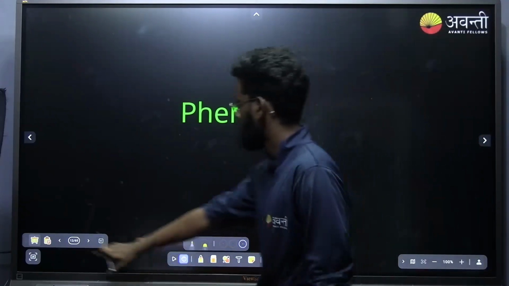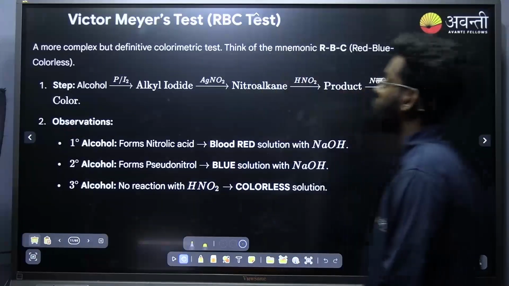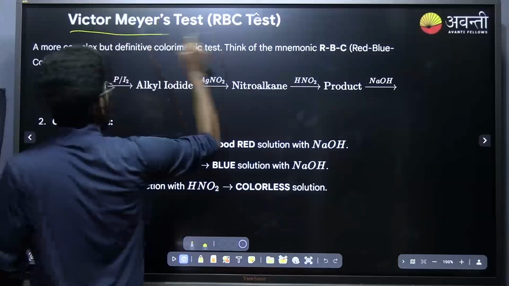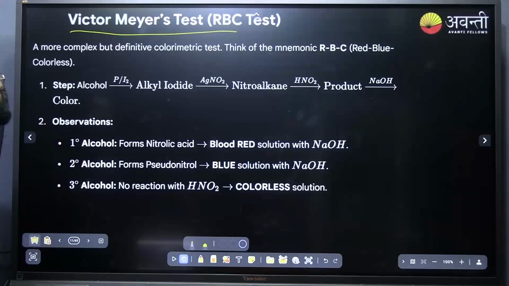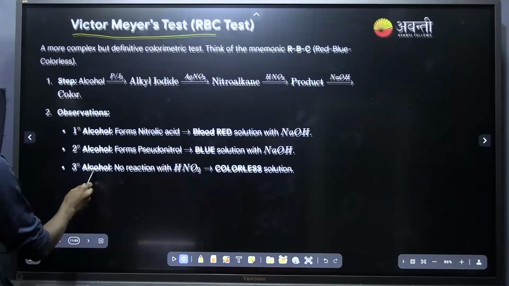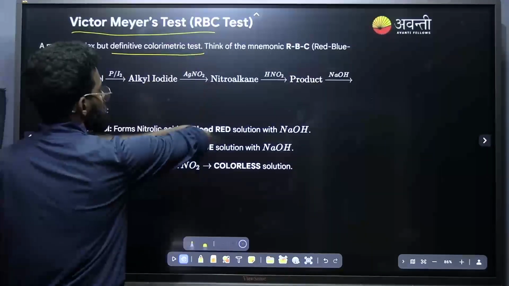Shall I? One more thing is there, that is the next test to detect the presence of alcohol, primary, secondary and tertiary alcohol. What is that? Victor-Mayer test. Note down these tests or these reactions. A more complex but definite colorimetry test.